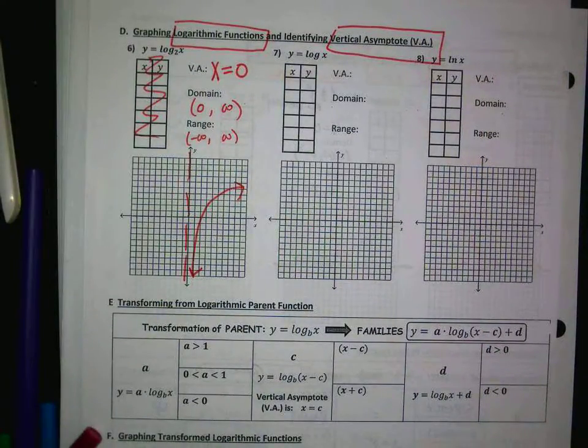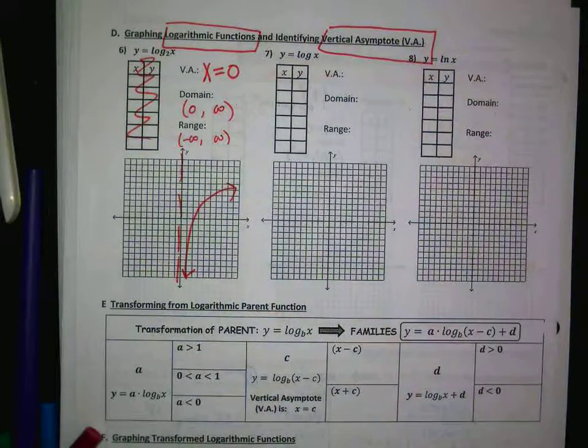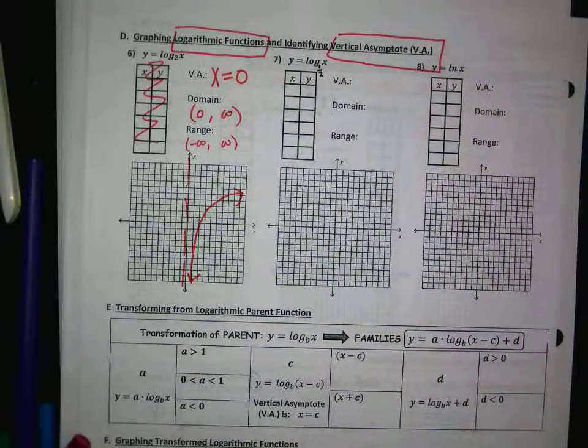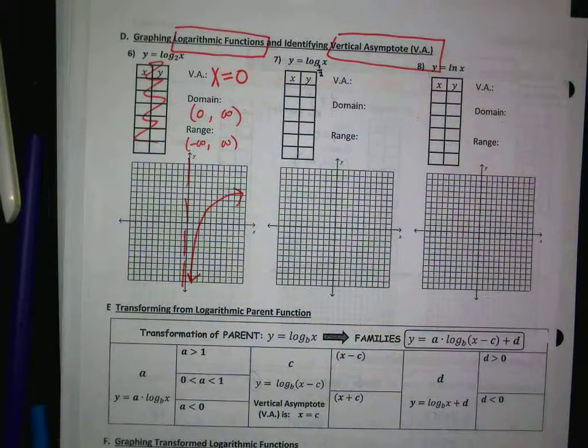Okay. I want to show you a decay with the log. So we're going to change number 7 too. We're going to turn it into a decay. So it has a 1/2 there. So give it a base of a 1/2. So we can get a decay function going on.